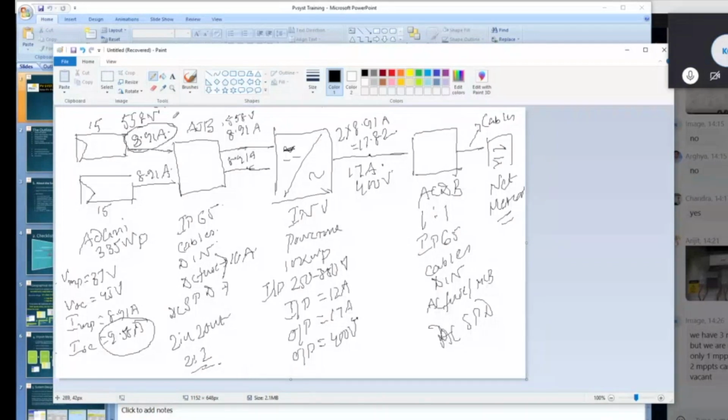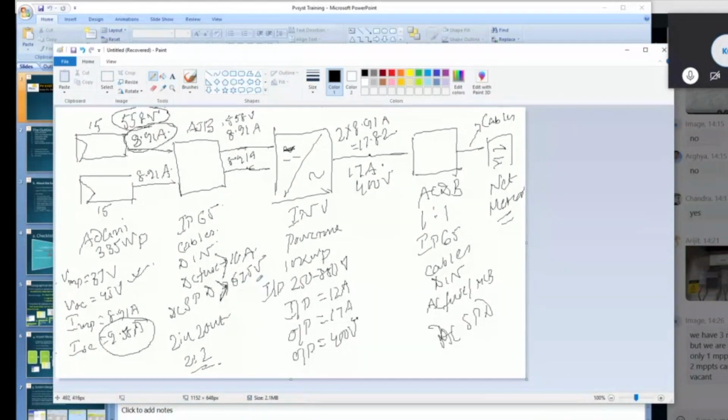For the DC SPD, the voltage that is running here is 558. 558 volts is the system voltage. But if we consider VOC, we need to multiply the VOC value, 45, by 15. So 675. Anytime, if by any chance damage occurs, a system voltage of 675 volt can occur in the system. So we need to choose an SPD greater than 675 volt.